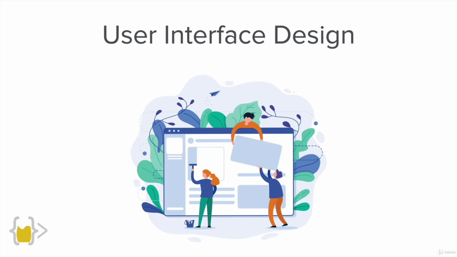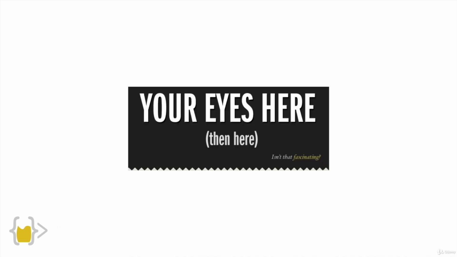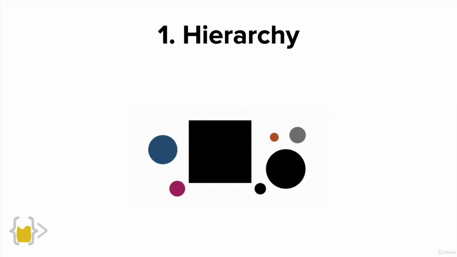So now that we've talked about some of the fundamentals of design, like color theory and typography, the next thing I want to talk about is user interface design. Now, take a look at this picture. In most cases, 99% of you would have read "your eyes here" first, then here, then "isn't that fascinating?" So this is just a way that our brains work. We're always drawn to the bigger, bolder, squarer things. And as designers, we can use this knowledge to define hierarchy.